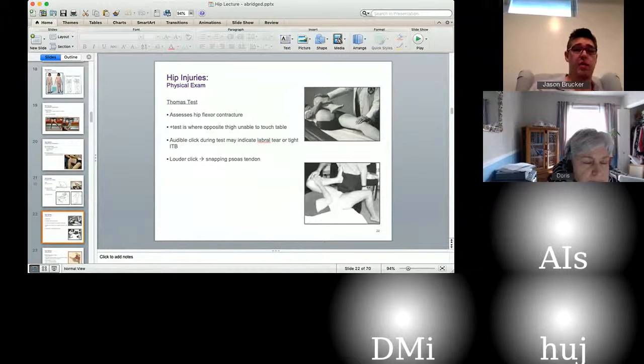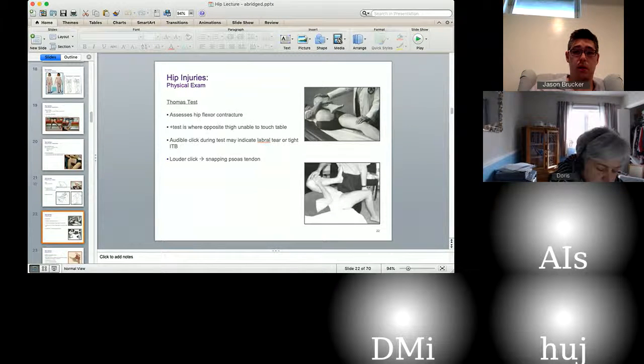This slide demonstrates Thomas's test, which is performed supine. It will give you information whether or not there is tightness of the hip flexor, and could also demonstrate other pathologies such as a snapping hip or snapping psoas tendon, and we'll talk about that more.